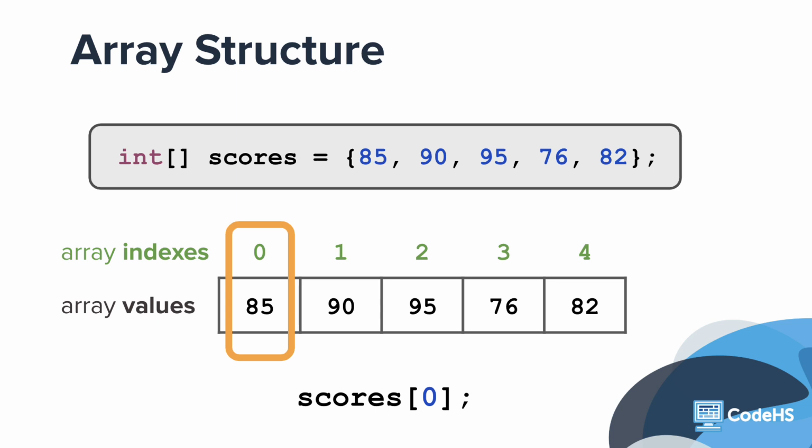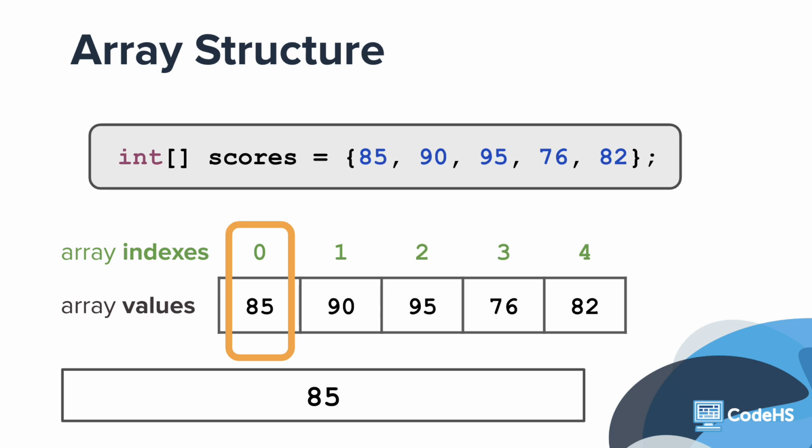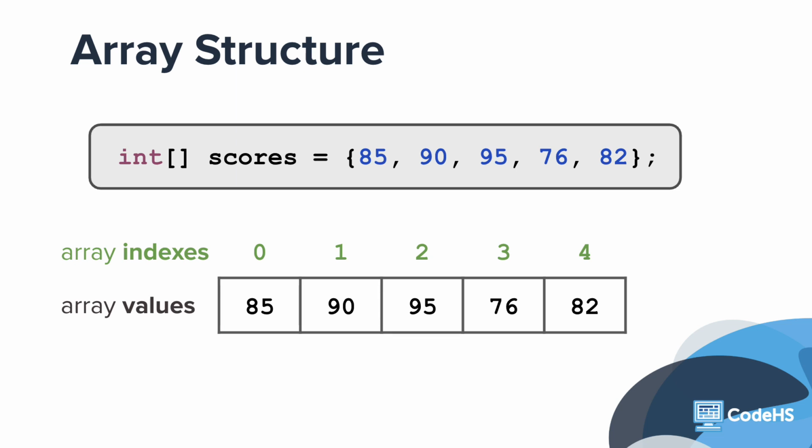If you want to print out this first item, you could type System.out.println parentheses scores bracket 0, which would print 85. Notice that it's the value, not the index, that is printed. You can also use the same notation to change the value at a specific index. For example, let's say you want to change the test score at index 3 to a value of 86. Can you guess what you would type?